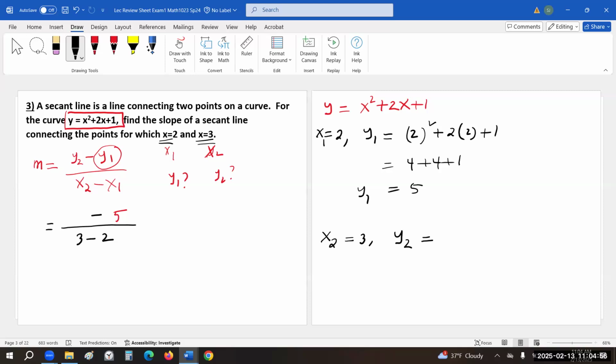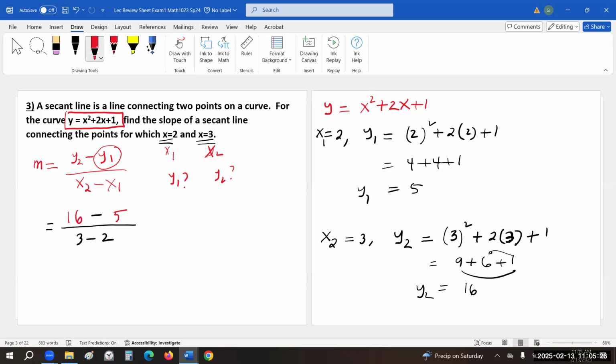We do the same thing. We go back to the equation and we substitute. So we have 3 squared plus 2 times 3 plus 1. So 9 plus 6 plus 1. 9 and 1 gives us 10. 10 plus 6 is 16. So our y2 is 16. So we come back here and write 16. Y1 is what? 4 plus 4 plus 1, 9. Thank you.